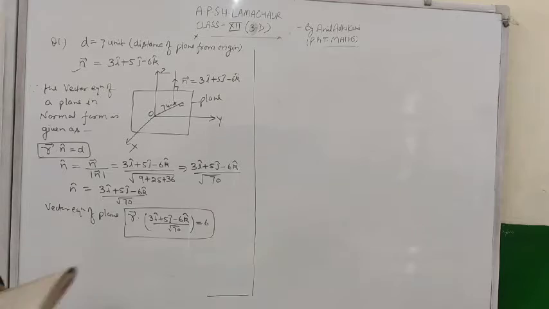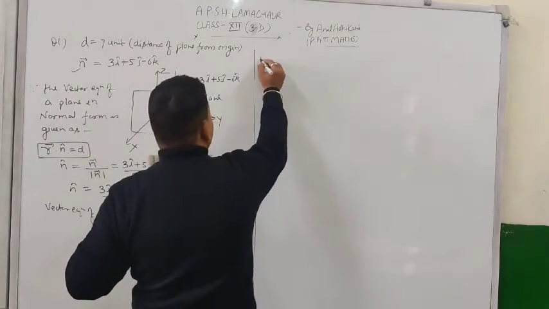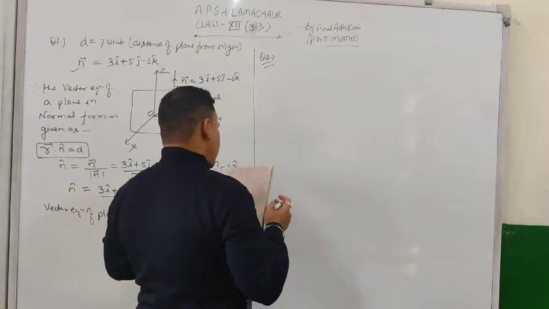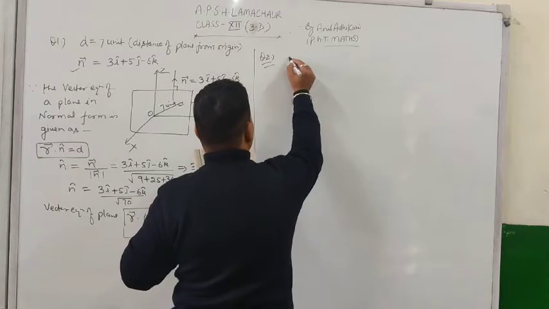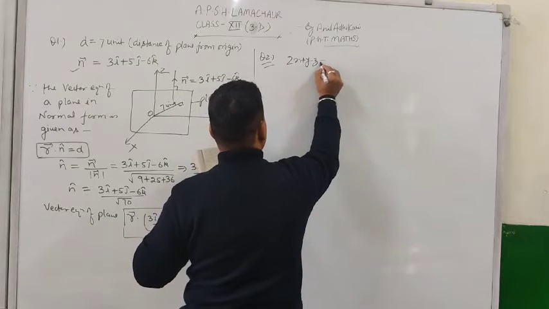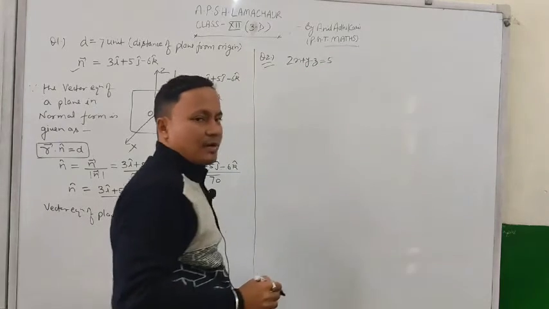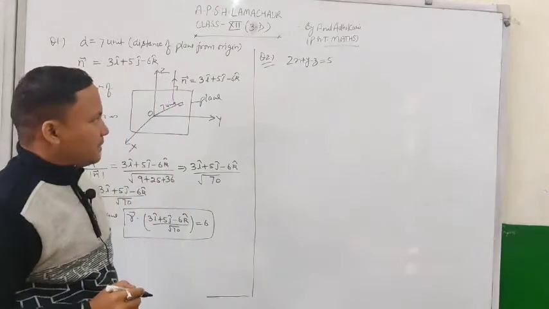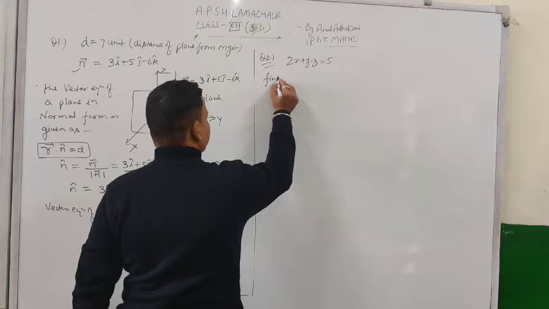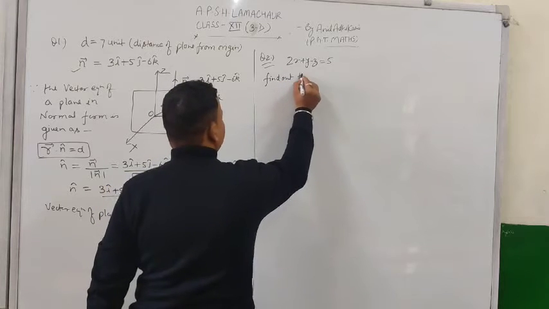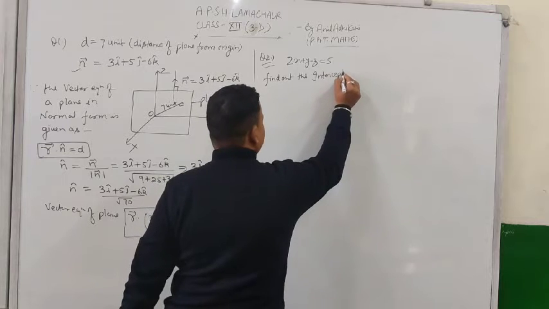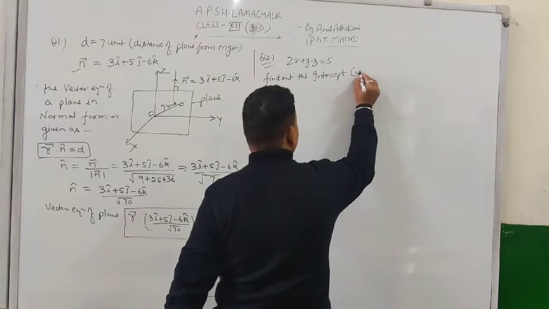Now the second question is: find the intercepts cut off by the plane 2x plus y minus z is equal to 5. So this is the equation of the plane we have been given, and what we have to find is the intercepts cut off by the given plane.